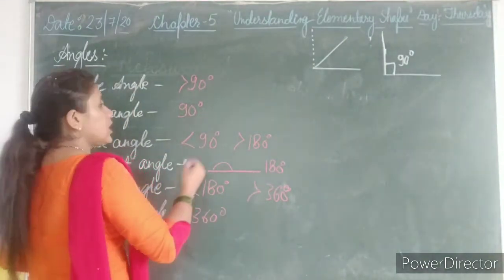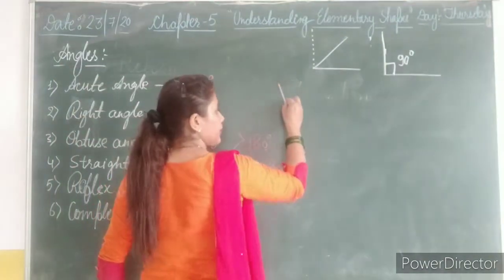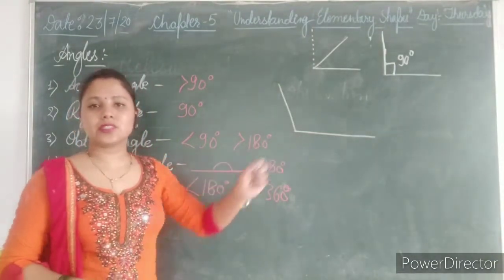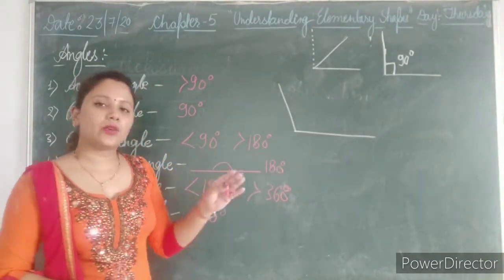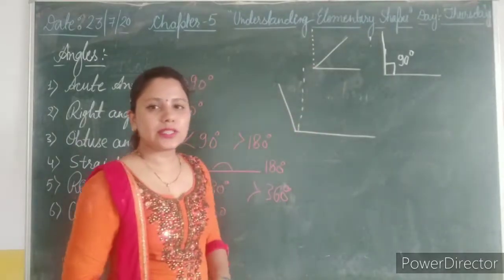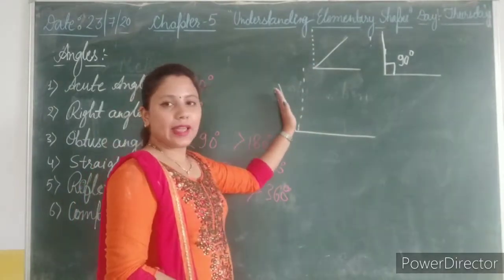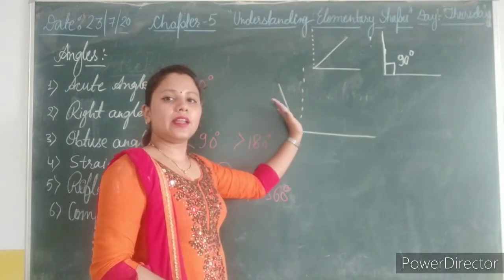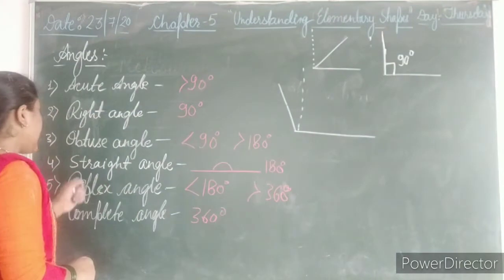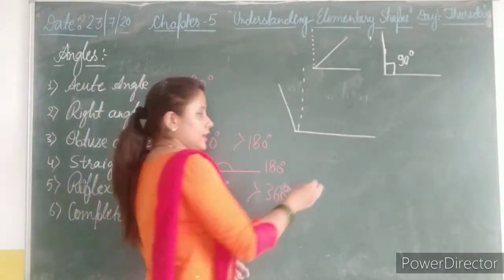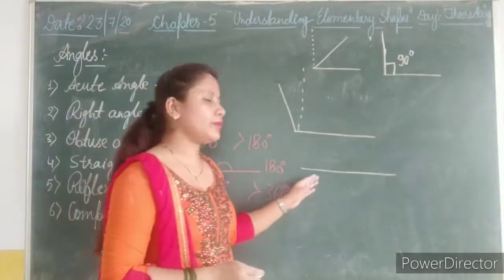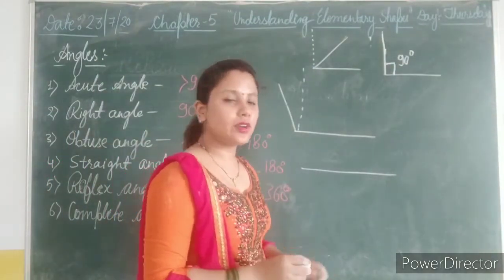Our next is obtuse angle. That is your obtuse angle which is greater than 90 degrees. And how you can check it? Same method. Just draw a straight line. As you can see here, this angle is greater than 90 degrees. So that is your obtuse angle. Next, straight angle. A straight line represents an angle, that is your straight angle.